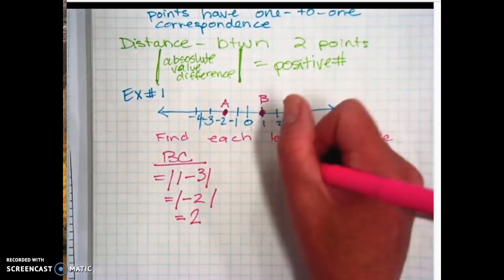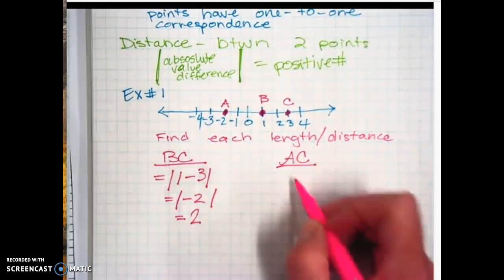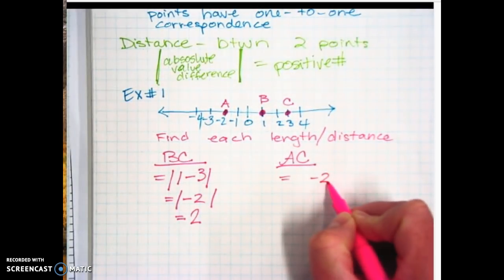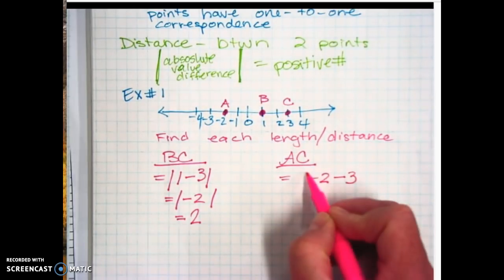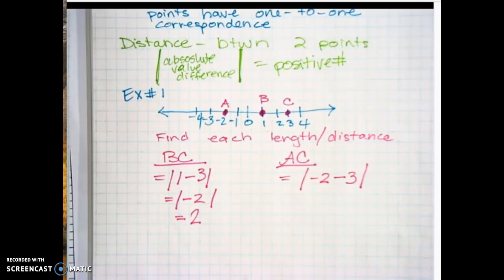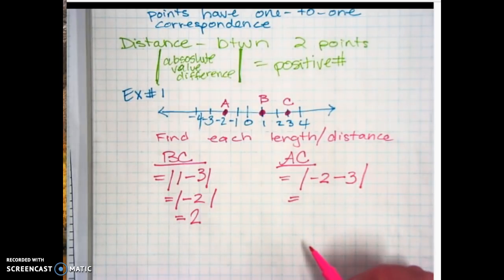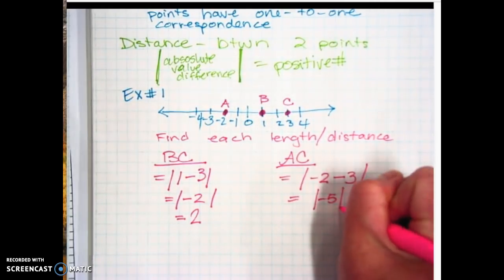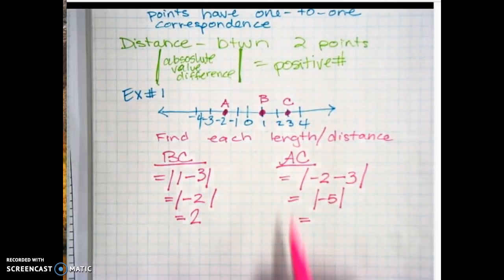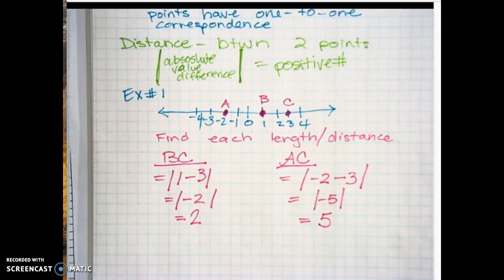No. All right, let's find the distance from A to C. So A is at -2, and we're going to say minus C, which is at 3, and then we're going to put some absolute value bars around it because we want our answer to always come out positive. So -2 minus 3 more gets us to where? -5. So we're going to take the absolute value of -5, which means the distance from A to C is 5. Okay?